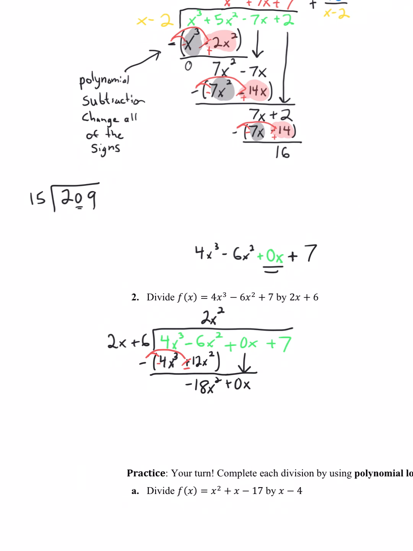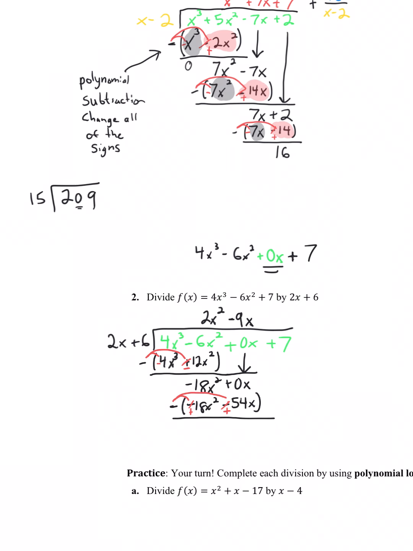And I have to say 2x times something equals negative 18x squared. And 2 times negative 9 is going to get me negative 18. X times x is going to get me negative 18x squared. So it's going to be negative 9x times 2x. And then I can say negative 9 times positive 6 is negative 54x. Then I'm going to distribute the negative again. It's going to change both of these to positive numbers, actually.